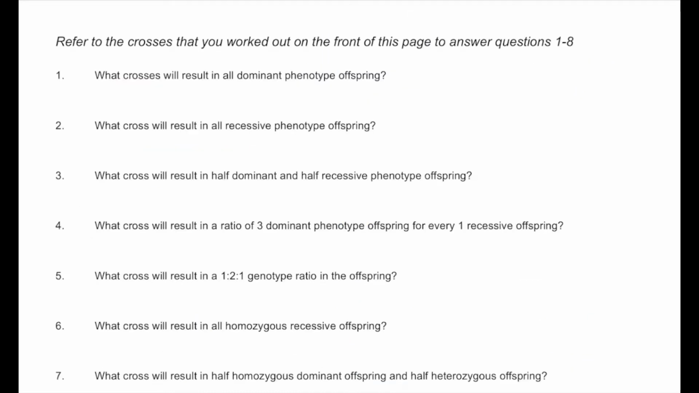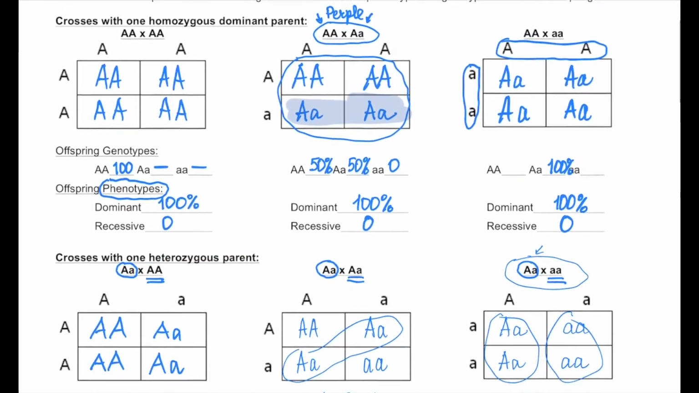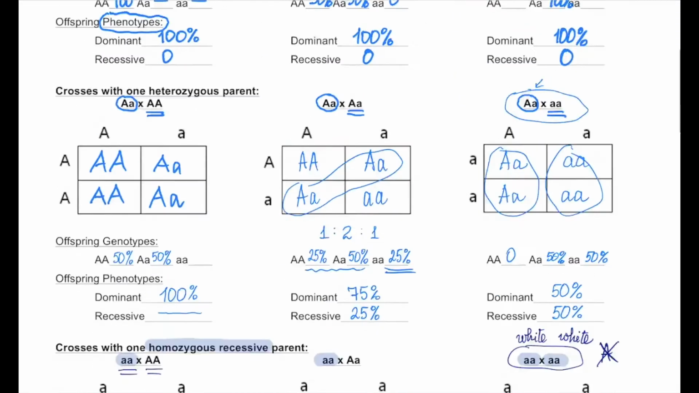All right, and our last page. What crosses will result in all dominant phenotype offsprings? Well, think about this. All dominant phenotype. What are your options? It could be A, since we've been using A for this particular activity, or A and A. Well, if you go back and look at what we had, the cross of both parents who were homozygous dominant definitely will give you that answer.